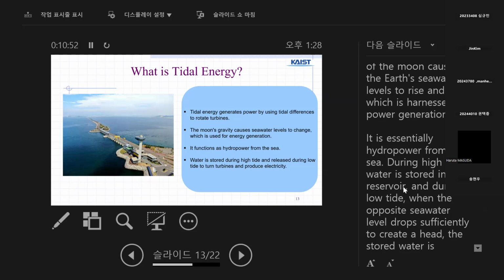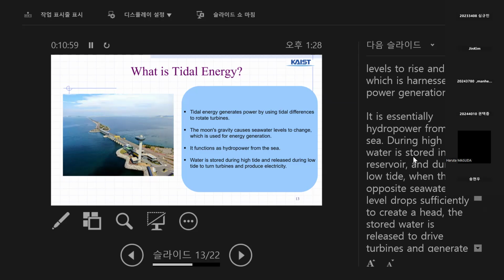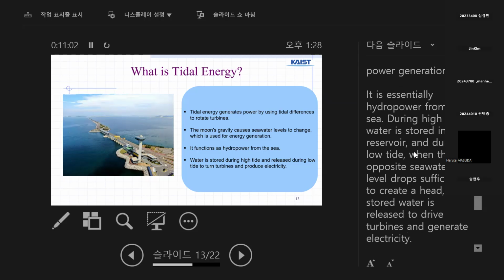During high tide, the water is stored in the reservoir, and during low tide, when the seawater level drops to create a head, the stored water is released to drive turbines and generate electricity. To make it easy, it's like ocean-style hydropower generation.